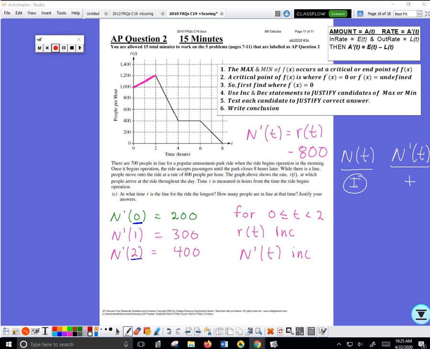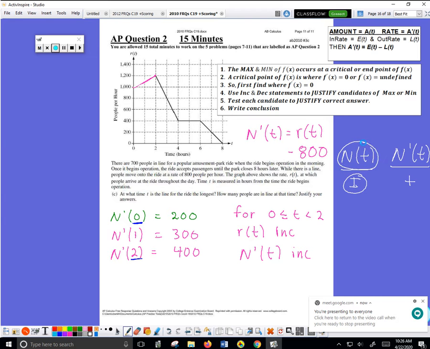We know that from time 0 to time 2, the rate at which people get into line is increasing. And then because we knew that n represents the number of people in line, and n prime represents the rate at which that number changes, n prime is just my in rate, subtract my out rate. So here's my n prime.